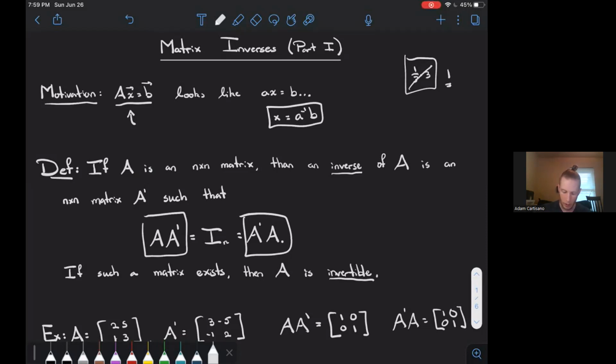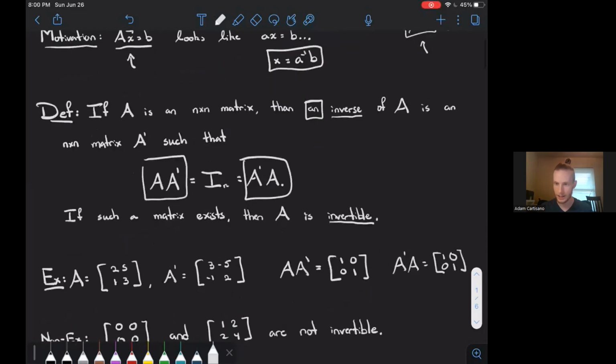We say A is an invertible matrix if you can find an A prime that satisfies these properties. Notice we're calling it an inverse of A. There's no guarantee that such an inverse is unique. It's unique for real numbers, but we always remember our rule of thumb that matrices don't always behave like real numbers. So at the very least, if we want A to have an inverse, it should satisfy this property.